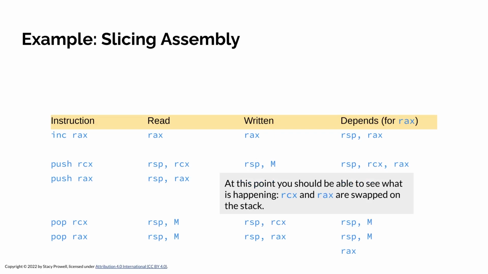And if I look at just those lines, we can see what's happening. I've incremented RAX, push RCX, push RAX, pop RCX, pop RAX. I swap these two. I'm just swapping them on the stack. The other stuff is getting in the way of me seeing that. But now that it's gone, I can tell you what RAX is that gets returned. I've swapped it with RCX.